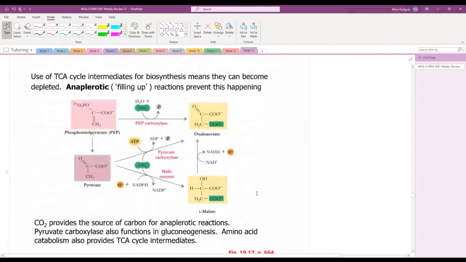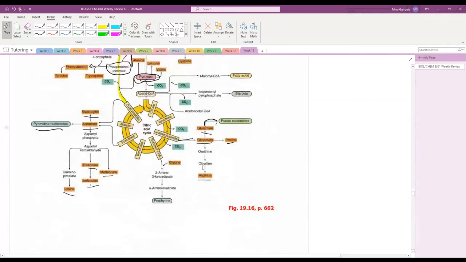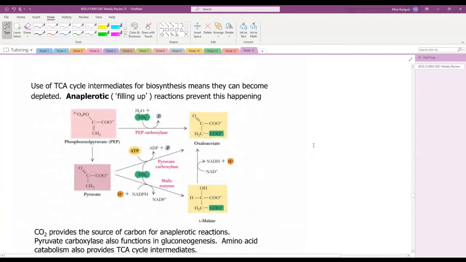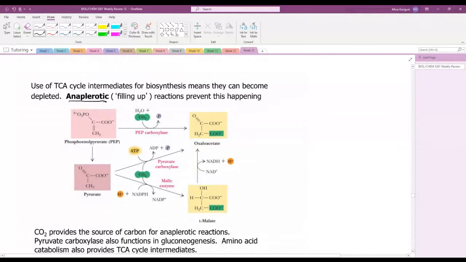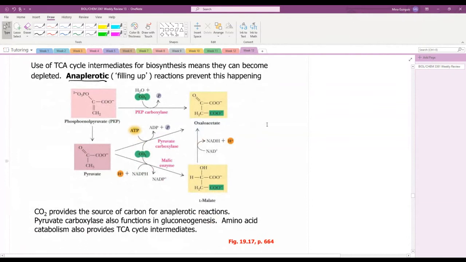However, when we do that, we might run out of our intermediates. For example, if we end up using all of our alpha-ketoglutarate to make glutamate, and then whatever else we make from glutamate afterwards, we no longer have alpha-ketoglutarate to put through this cycle to get energy out. That's a problem for obvious reasons, and that's why there are these anaplerotic reactions. These are reactions that I'd strongly encourage you all to have ingrained in your memory, because I've seen one of these on pretty much every single exam that I've seen.